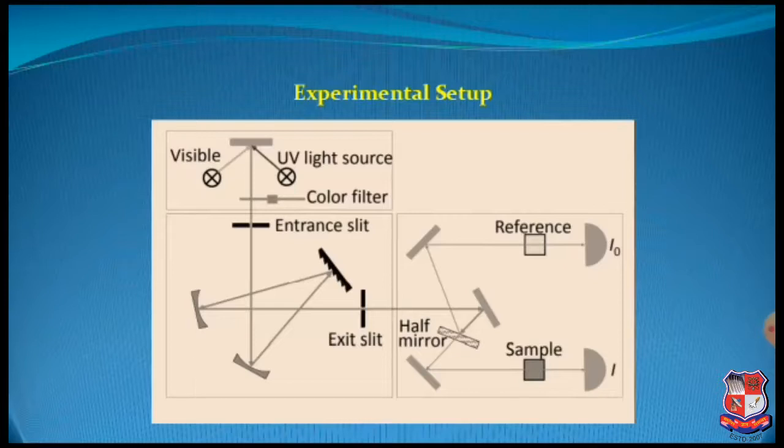In the initial stage of the experiment, the UV and visible light source passes through the color filter and gently enters the entrance slit. After the total internal reflection, which can be seen in stage 2, the UV visible rays pass through the exit slit and then come in contact with the half mirror.